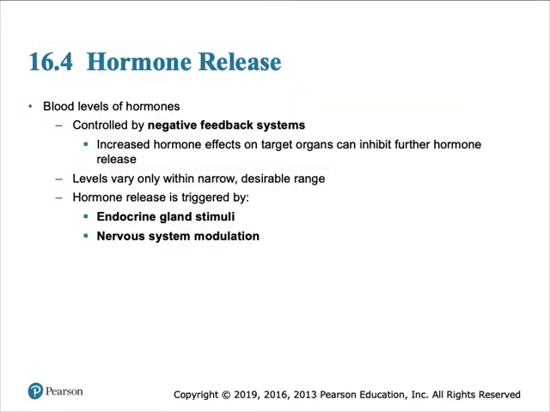Okay, so hormones. Hormones basically are going to be released into the bloodstream to affect some downstream target cell. So blood levels of hormones typically are actually controlled by a negative feedback system. If you remember from the first chapter in 201, we talked about positive and negative feedback systems. If you remember, positive feedback is going to increase whatever the initial stimulus was. So for example, when a baby is about to be born, the head pushes against the birth canal. This causes ultimately the release of oxytocin.